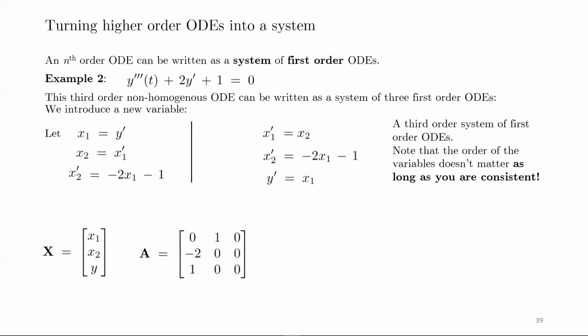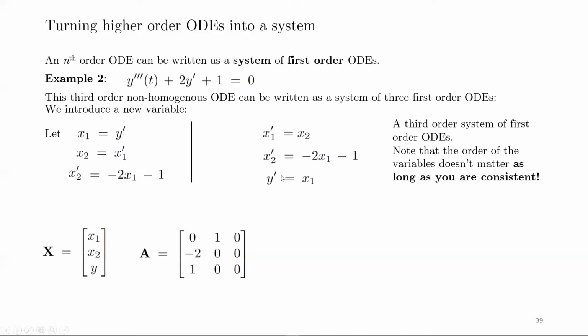And of course, I have to therefore also be consistent with my coefficient matrix A. So the first row of A corresponds to the first equation, the second row of A corresponds to the second equation, and the third row of A corresponds to the third equation here. The first column of A corresponds to the first variable x1, the second column of A x2, and the third column of A y. So looking at my equations here, my first equation has 0 x1s, 1 x2, and 0 y, so 0, 1, 0. My second equation has negative 2 x1s, 0 x2s, and 0 y, so negative 2, 0, 0, and so on.